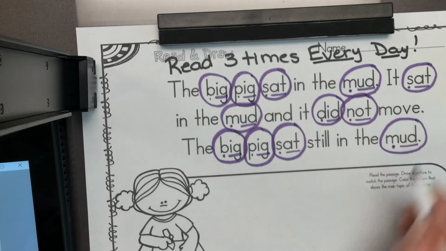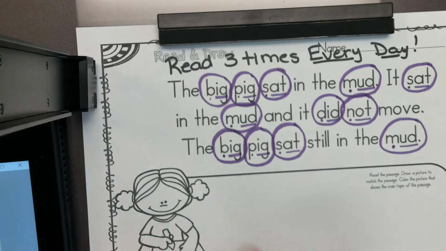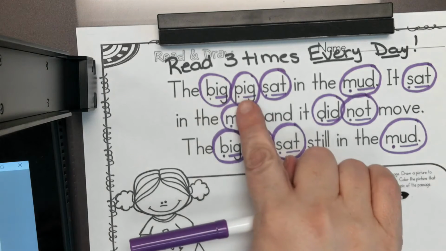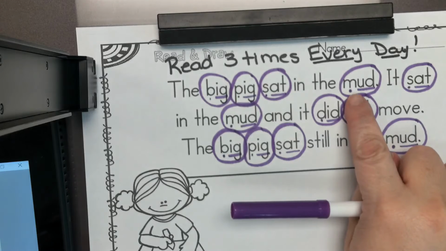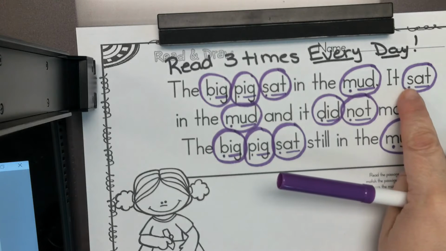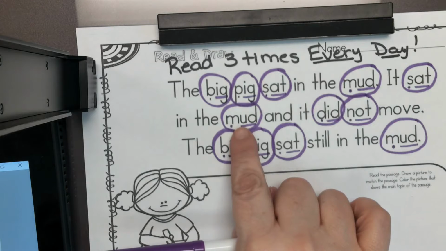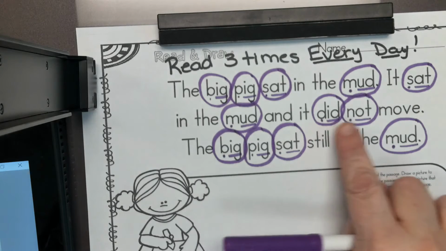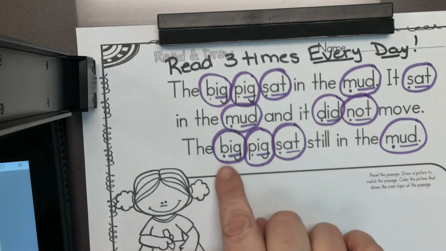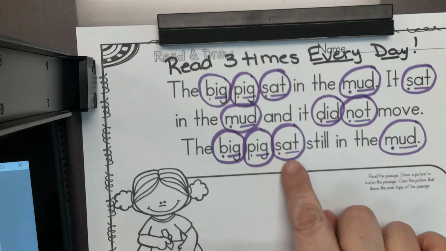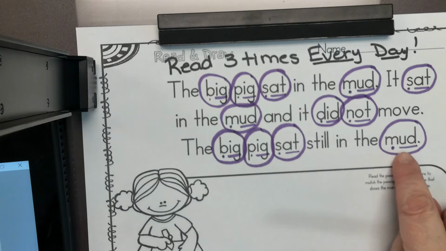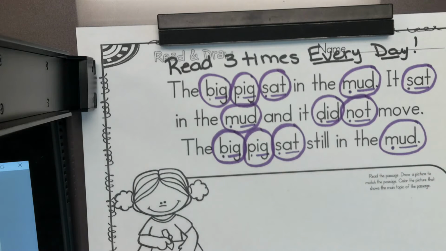M-ud, mud. So we have the CVC words big, pig, sat, mud, sat, mud, did, not, big, pig, sat, and mud. Now, let's find the sight words that were not CVC words.